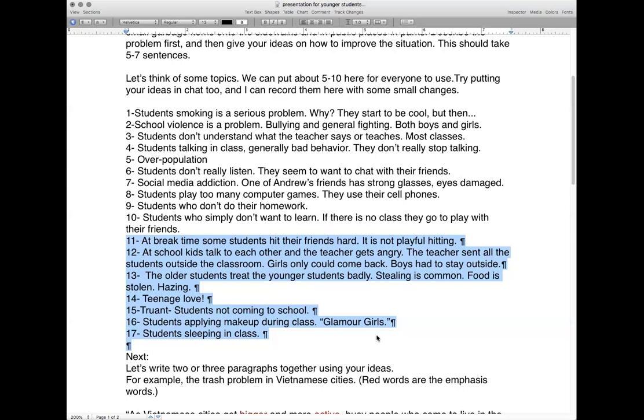13. The older students meet the younger students badly. Stealing is common. Food is stolen. 14. Teenager love. 15. Drugs. Students not coming to school. 16. Students applying makeup daily in class. Glamour girls. 17. Students sleeping in class.